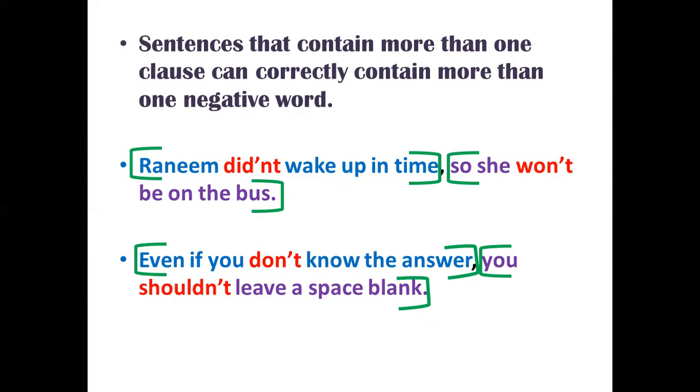not. In the next sentence, again, we have two clauses. In the first clause, we have do not, and in the second one, we have should not. So both of these negatives are working perfectly in their own clause. All right. So we would not say that they are wrong. This way of having two negatives in one sentence is correct only if the sentence is based on more than one clause. Okay. So let's move on.